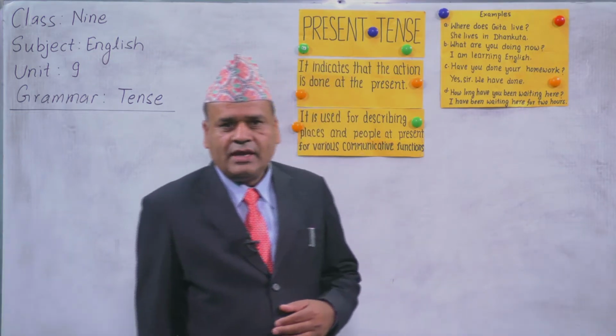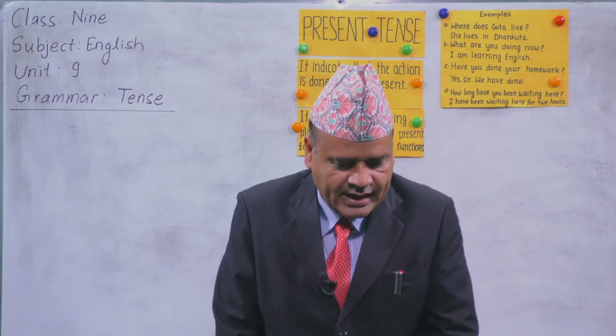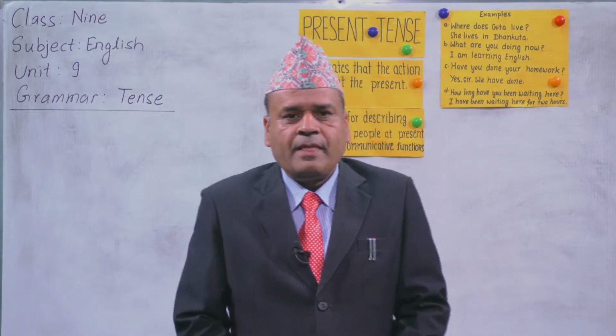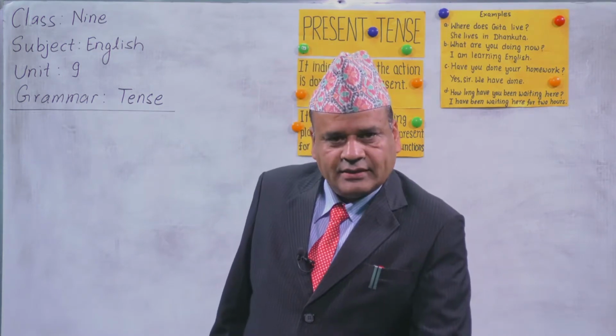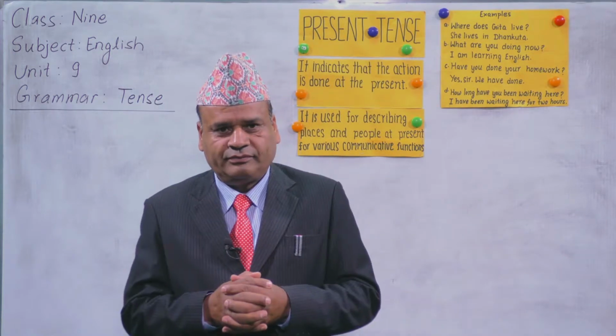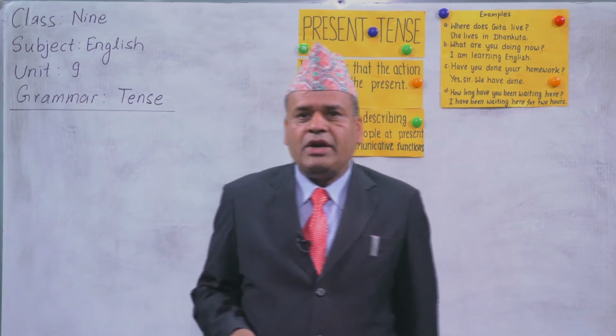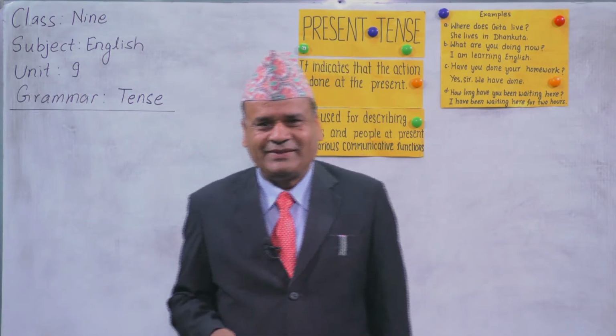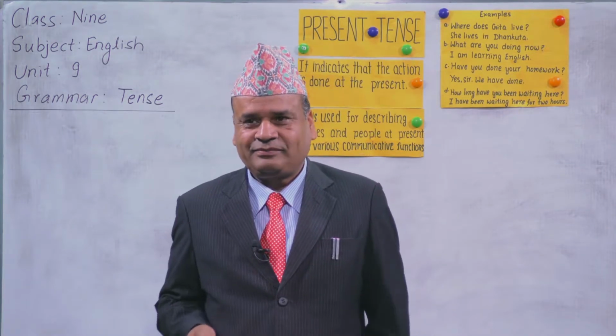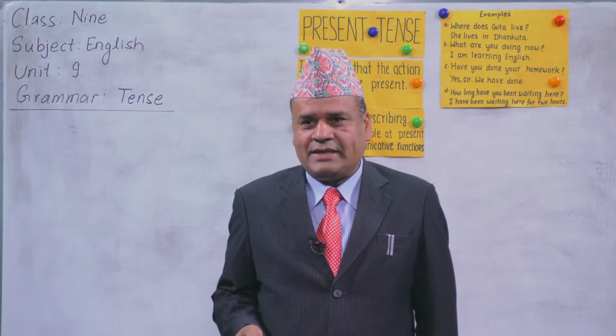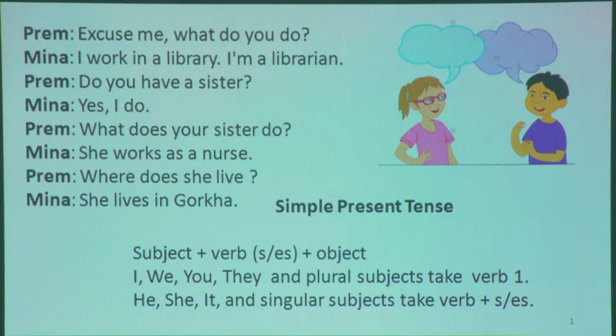Dear students, I hope you got a general idea about using present tense in different situations, right? Now we are going to learn some dialogues. Okay, let's look at the dialogues. What do you see in the picture? Yes, there is a boy and there is a girl. They are talking, okay? Prem and Meena are talking.